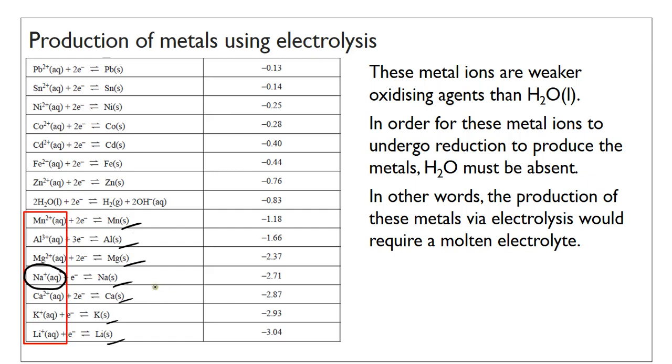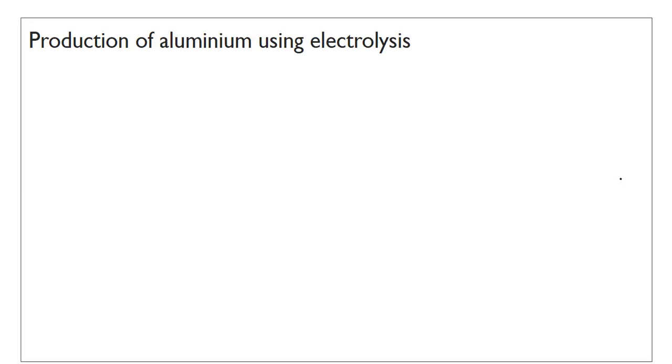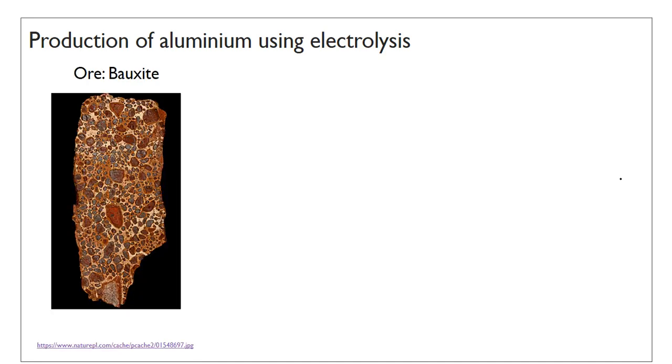And actually, I think at least for this one and this one and this one, electrolysis is the common way to produce the metal. So they just melt it and it's a really high temperature. So the production of these metals via electrolysis would require a molten electrolyte. The reason is because these metal ions are weaker oxidizing agents than water and can only undergo reduction when water is absent. Okay, so we're going to specifically look at production of aluminium using electrolysis, and that is example 3. And let's just talk about aluminium for a little bit.